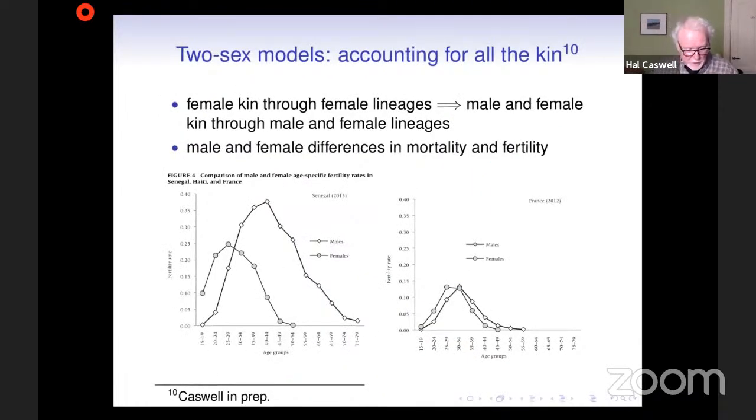I'm going to finish by saying just a few words about two-sex models. Goodman, Keyfitz and Pullum quite explicitly set up their model to calculate female kin produced through female lineages: Focal, the daughters of Focal, the granddaughters of Focal through Focal's daughters, and so on. What I want to show you is the first steps toward expanding that to consider male and female kin through male and female lineages.